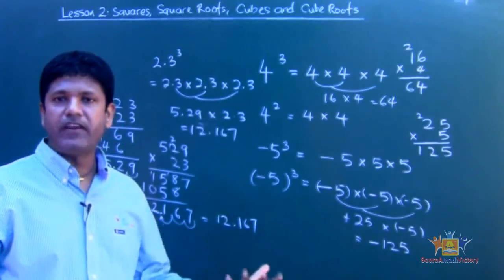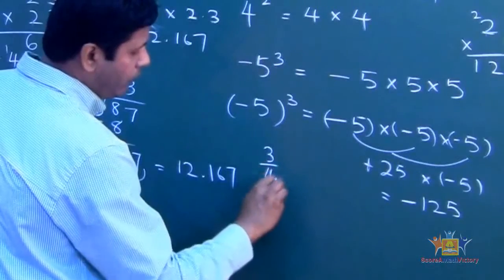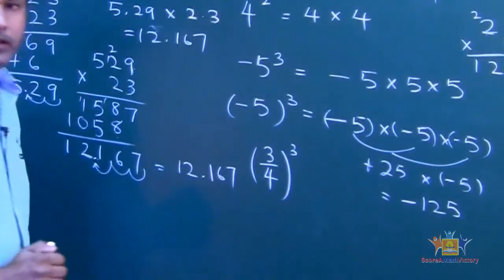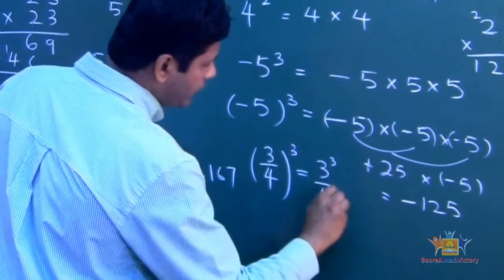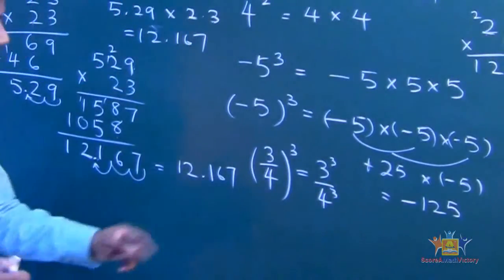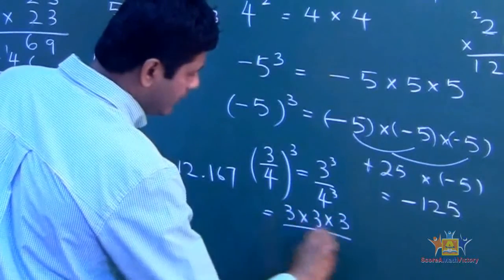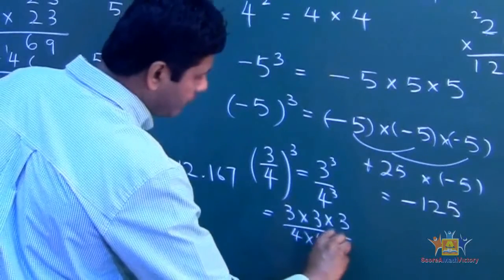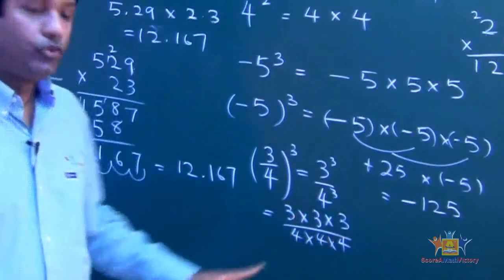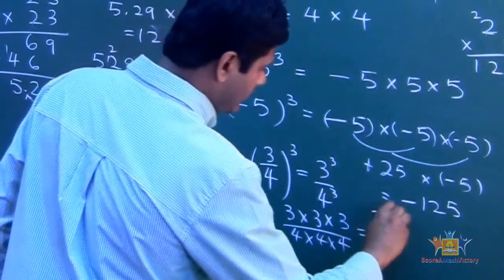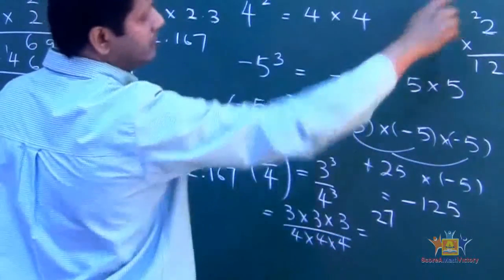Now, what happens if it's a fraction? If I give you 3 over 4 to the cube, this also means 3 cubed over 4 cubed. See that? That means 3 times 3 times 3 over 4 times 4 times 4. 3 times 3 is 9, 9 times 3 is 27. 4 times 4 is 16, 16 times 4 is 64.